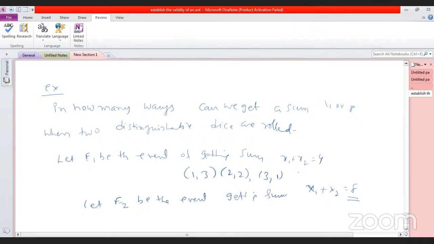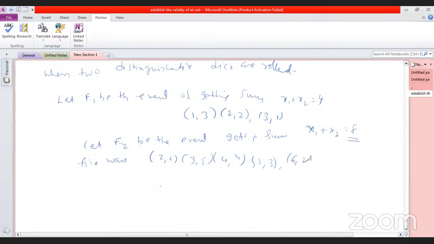How many cases with 4 or 8? So first x1 plus x2 equal to 4 and x1 plus x2 equal to 8 we are taking. Therefore 8 can happen in 5 ways: (2,6), (3,5), (4,4), (5,3) and (6,2). These are the 5 ways. By the sum rule, that is 3 plus 5. First one is 3 and then 5. So the number of ways of getting 4 or 8 is 8.